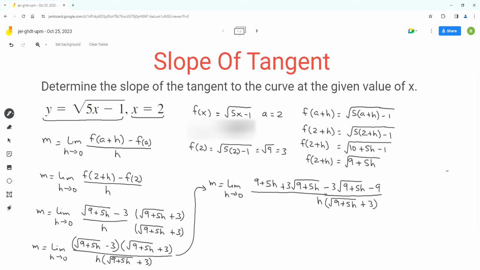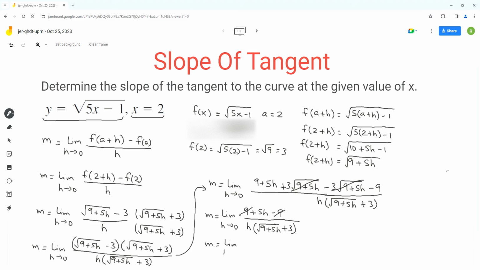Now we can cancel out like terms in the numerator. So plus 3 times square root of 9 plus 5h minus 3 times square root of 9 plus 5h cancel each other out. So we are left with m equals limit h approaches 0 of 9 plus 5h minus 9, over h times square root of 9 plus 5h plus 3. Now we can cancel out the 9's in the numerator. And now we can also cancel out the h's. So I can show you the step here.